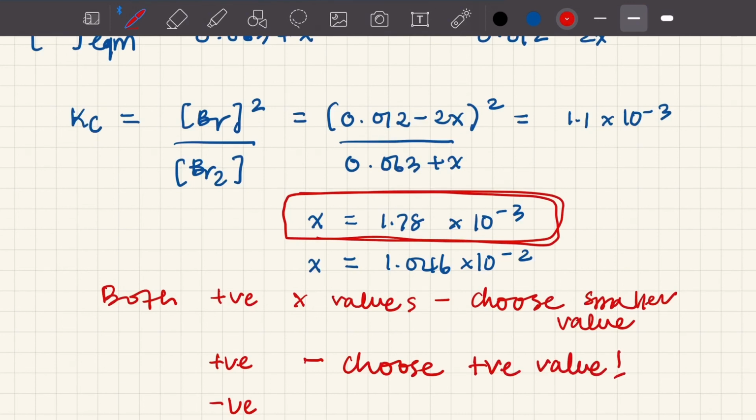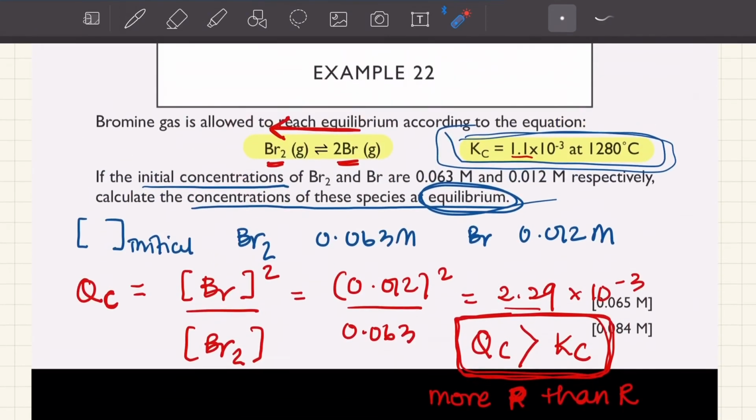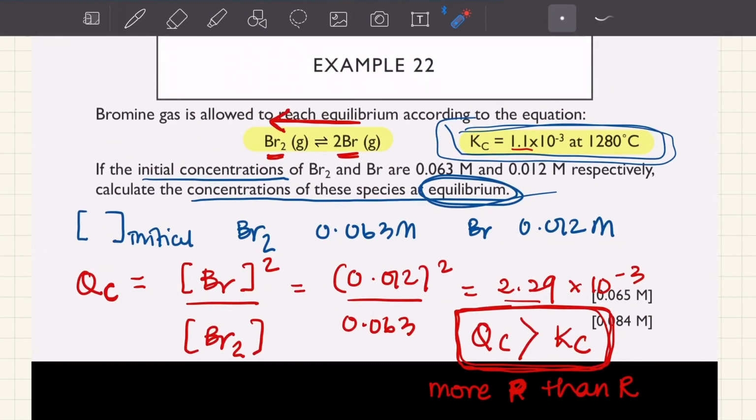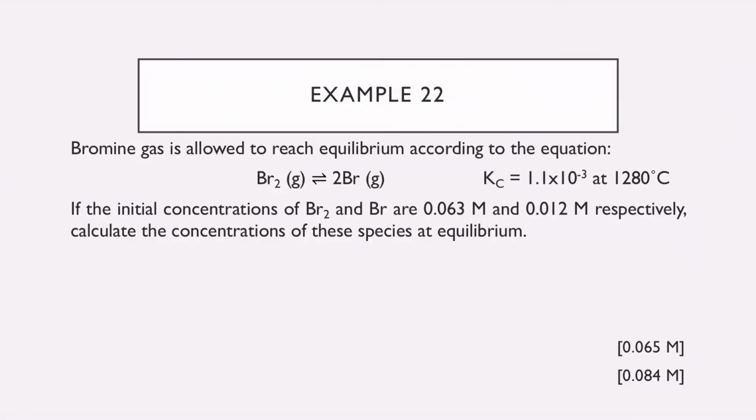Alright. Why is it that way? Because you cannot have a negative value. Alright. And why you choose the smaller value bila you have positive values of x? Because your gases are weak species, so the Kc should be small. Alright. So from there, when you get x, you can find the concentration of the species at equilibrium. Alright, that's all for the example.